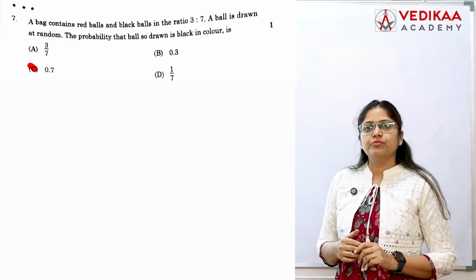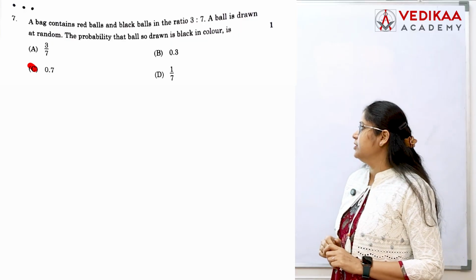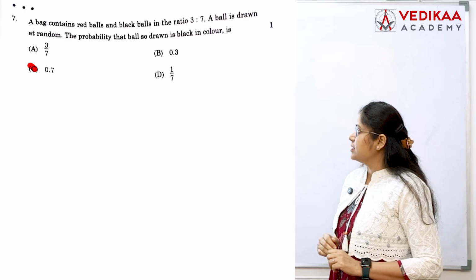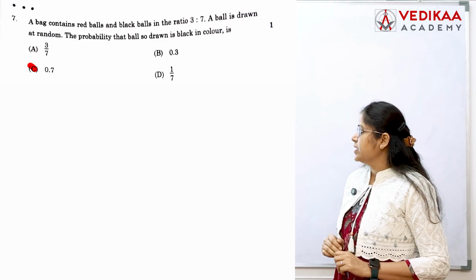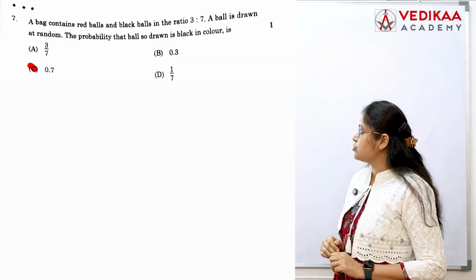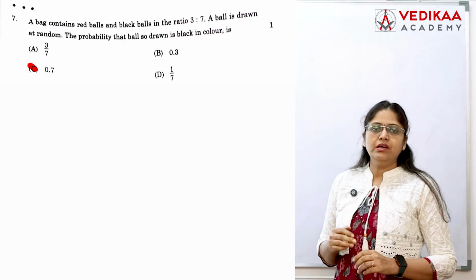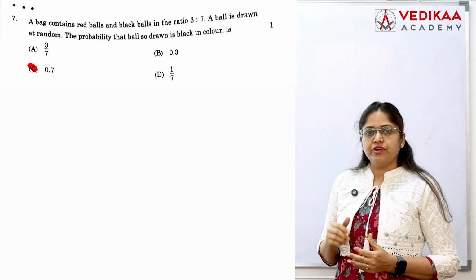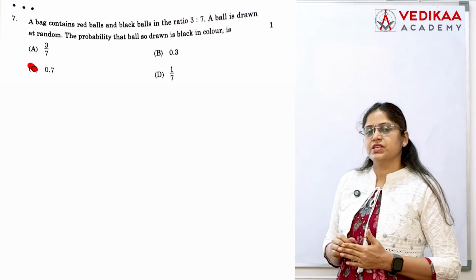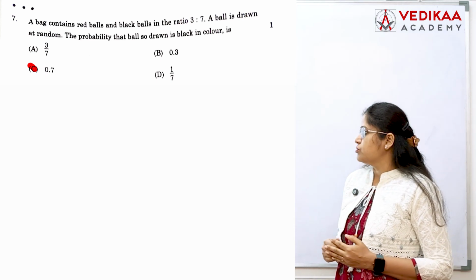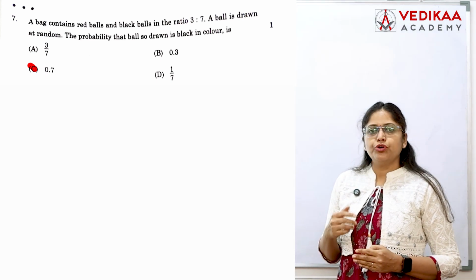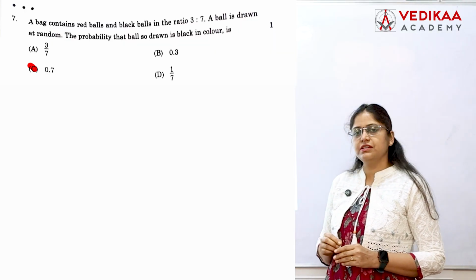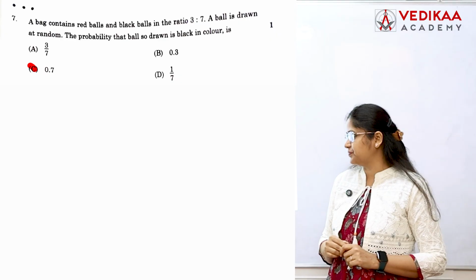Again this is a question from probability, a very simple question. The bag contains red balls and black balls in the ratio of 3 is to 7. So what is the probability that the ball drawn is black in color? Okay. So again black color, there are 7 balls. So the number of favorable outcomes was 7. So 7 upon the total number of balls. So the required probability is equal to 7 upon 10, which is nothing but equal to 0.7. So question number 7, answer is C, 0.7.